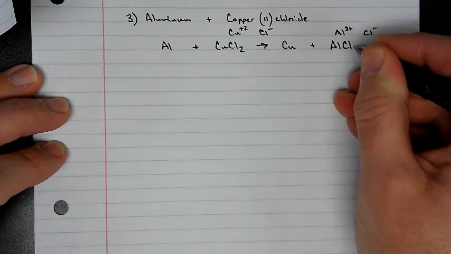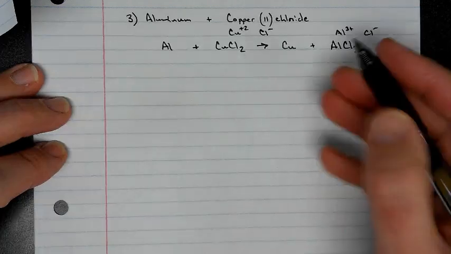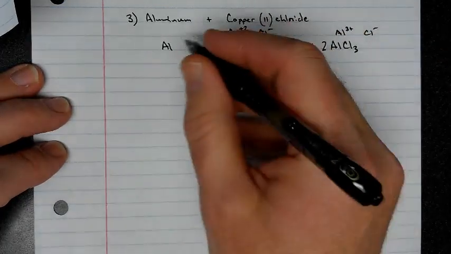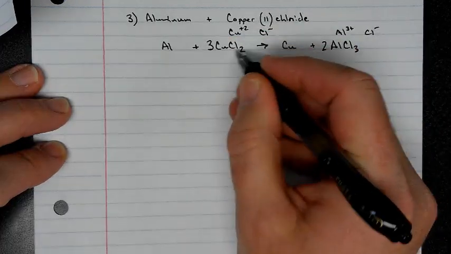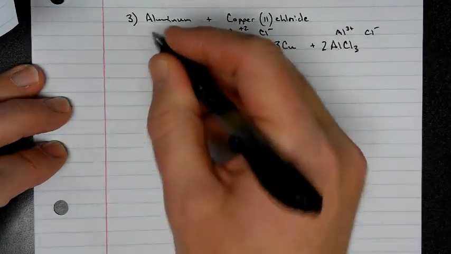Now I've got an odd number of chlorides, and an even number, so I'm going to put a 2 in front of that. That gives me 6 chlorides, so I'm going to put a 3 in front of this. 3 times 2 is 6. 3 coppers, and then 2 aluminums. And there's my balanced chemical equation.